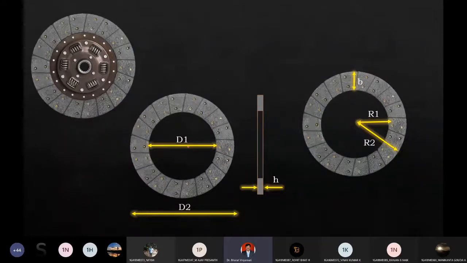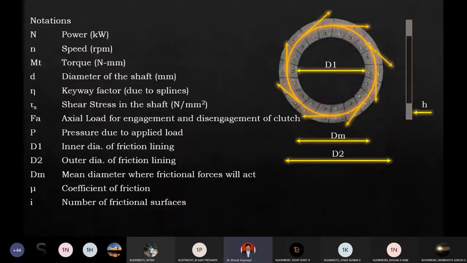Now here, try to understand the different parts of the clutch. D1 is the inner diameter, D2 is the outer diameter, and H is the thickness. By default, H will be 1 to 3 mm. If it comes in terms of radius, R1 and R2, this is called the radial width. Remember this term. Sometimes B is used as the radial width.